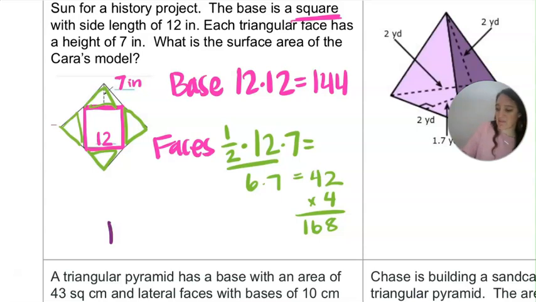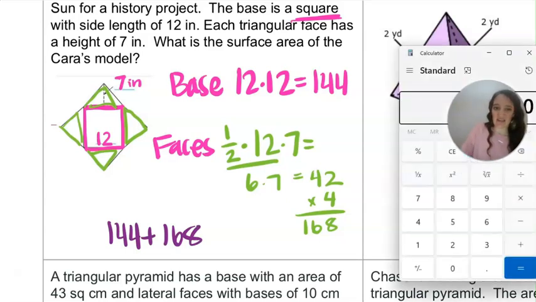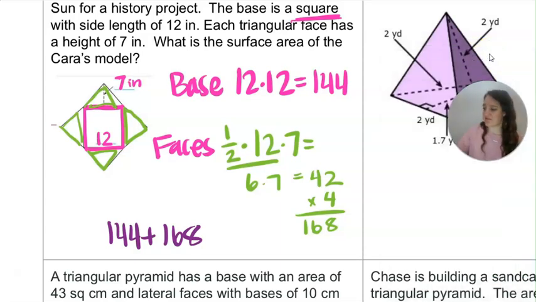The final step is to go 144 plus 168 and get 312. And because it's area, we're going to go inches squared.